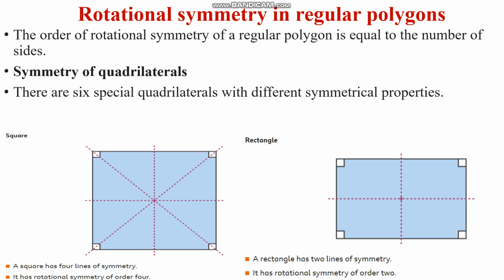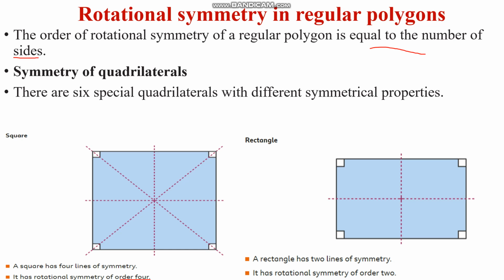So now we're going to look at rotational symmetry in regular polygons. The order of rotational symmetry of a regular polygon is equal to the number of sides of that polygon. Like we looked at before, there are 6 special quadrilaterals with different symmetrical properties. For example, a square is a regular polygon. It has 4 sides, so it has rotational symmetry of order 4, right?